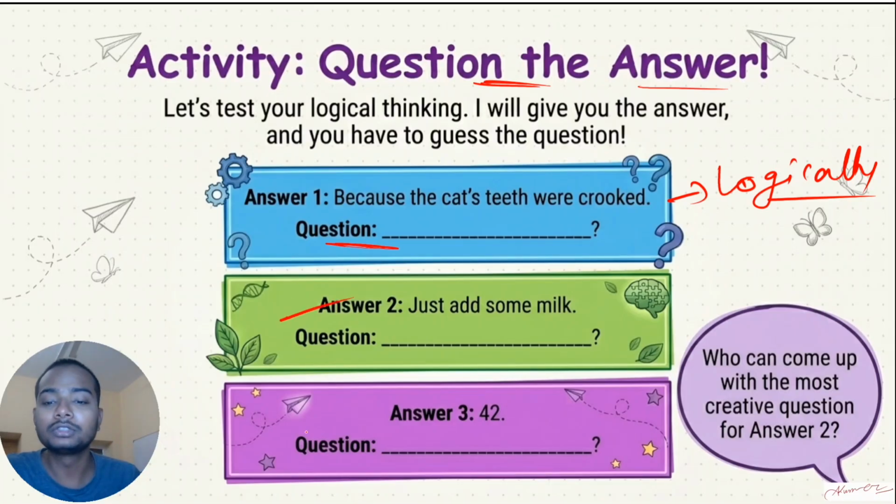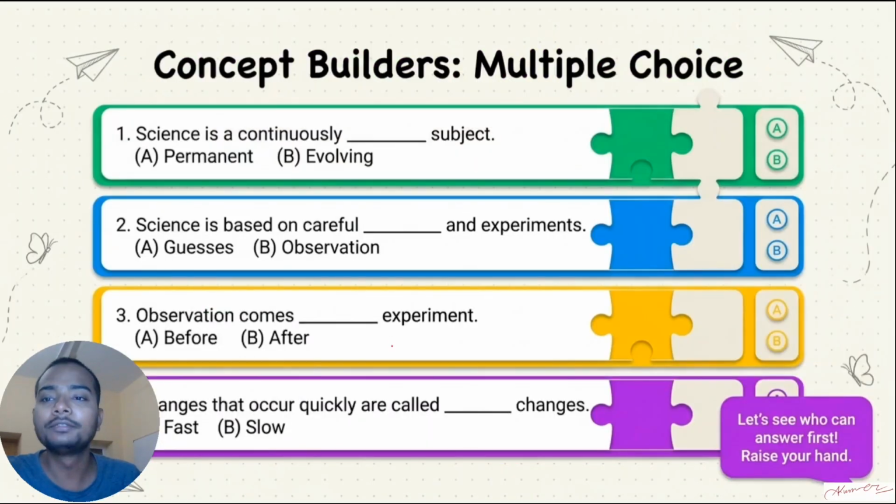So furthermore, question number 2 and question number 3, you try to do by yourself. Next one, science is a continuously evolving subject, right? Science is based on careful what? We observe, we don't guess in science. Observation comes before experiment or after experiment? Obviously before. We observe first, then we think of a question, then we get to the experiment.